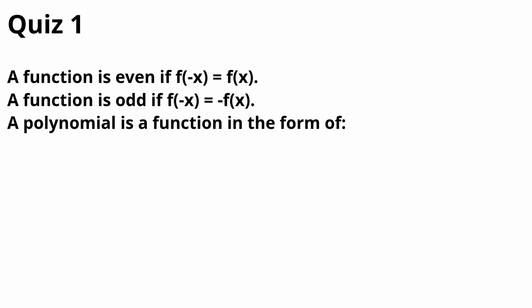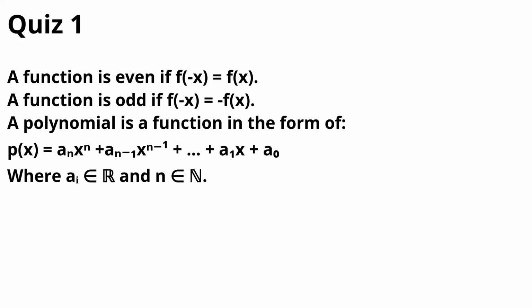A polynomial is a function in the form of p of x equals a_n times x to the n plus a_(n-1) times x to the n minus 1 all the way to a_1 times x plus a_0, where every single a is an element of the reals and every single n is an element of the naturals.